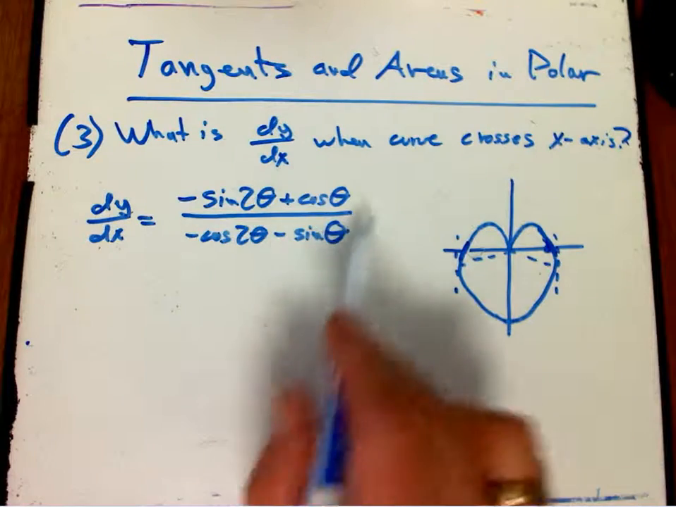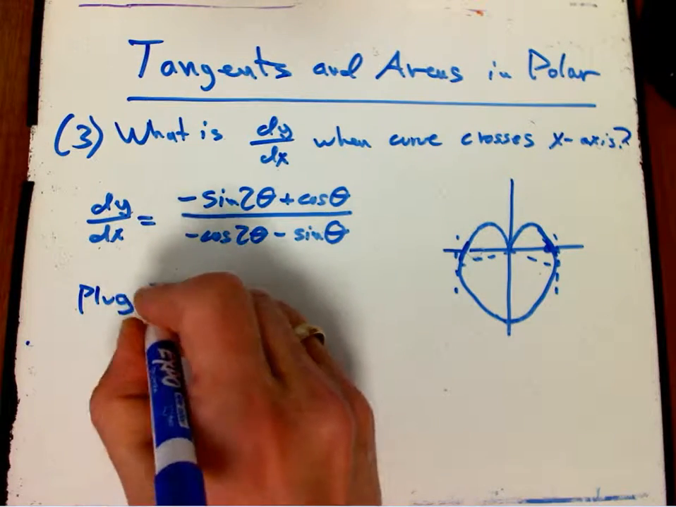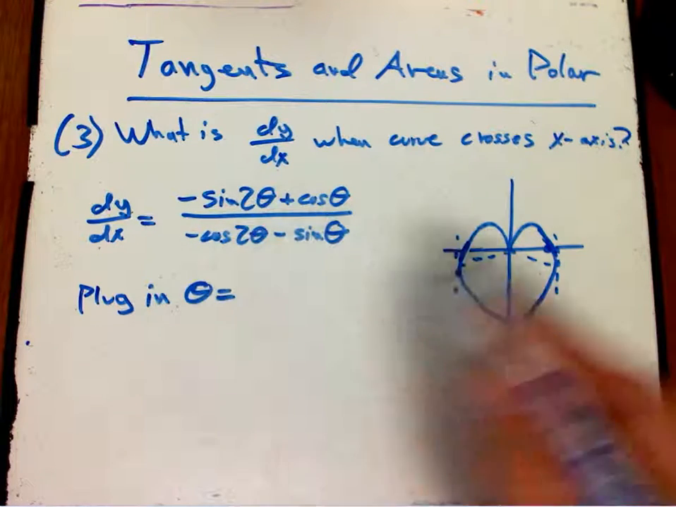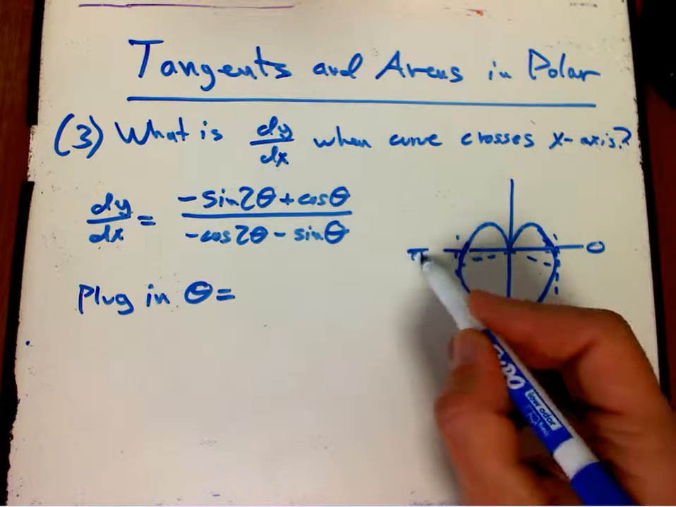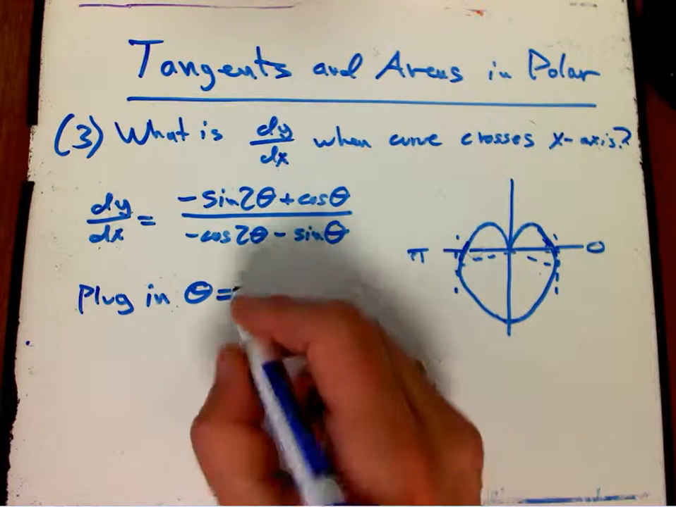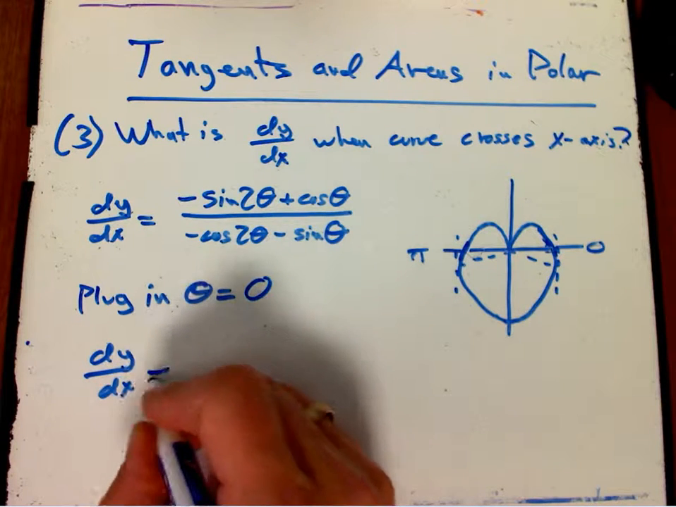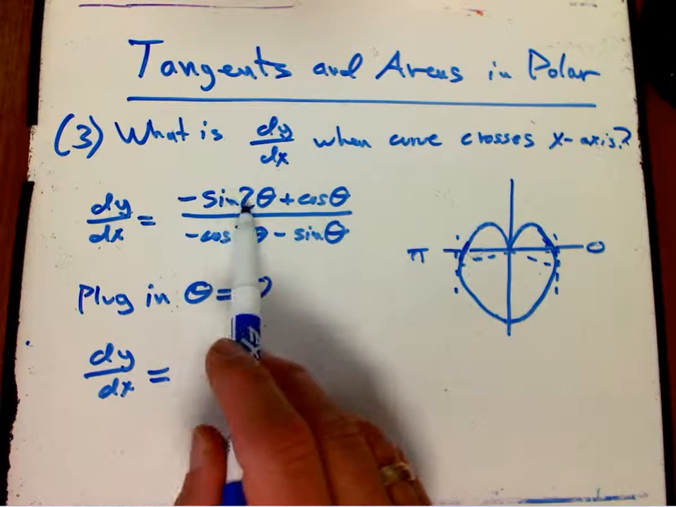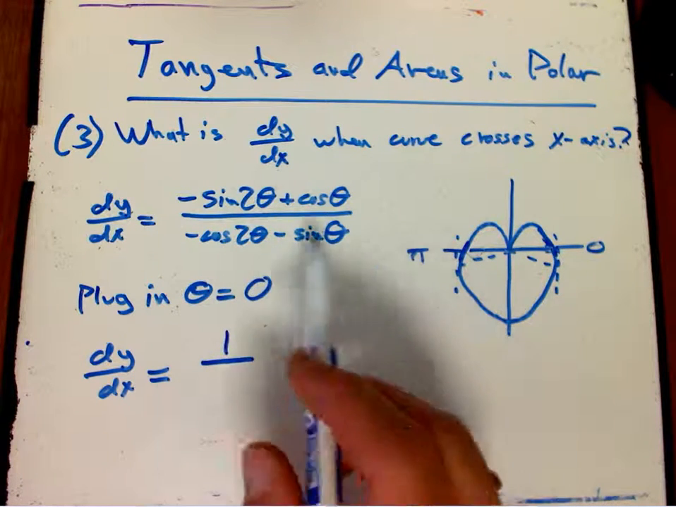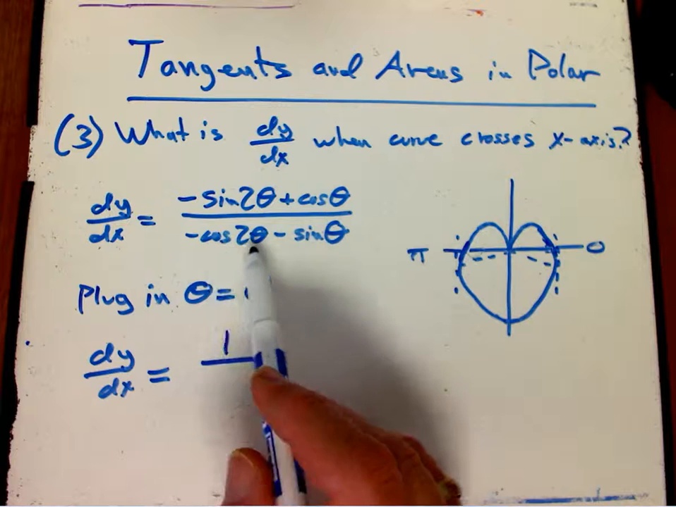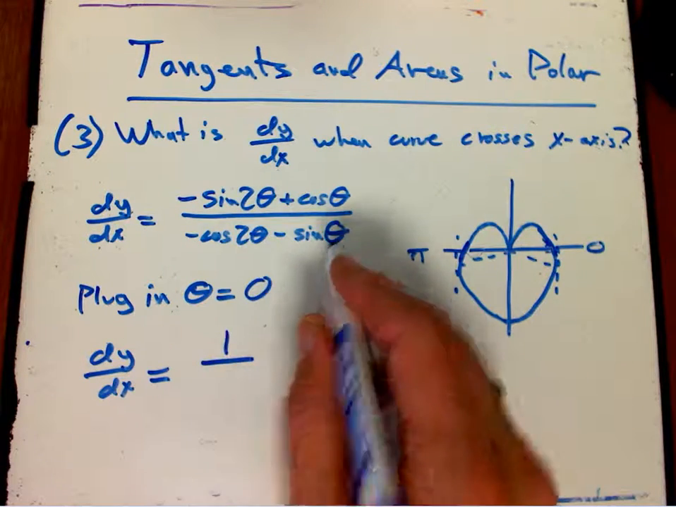Once we have this master formula, we don't have to do any equation solving. We just have to plug in the appropriate theta. And of course, on the x-axis, that could be theta equals 0 or theta equals pi, depending on plus or minus. So if we plug in 0, we get dy/dx. So the sine is going to be 0. We're going to get 1 for the cosine. And we're going to get a minus 1 on the bottom for the cosine and 0 for the sine.